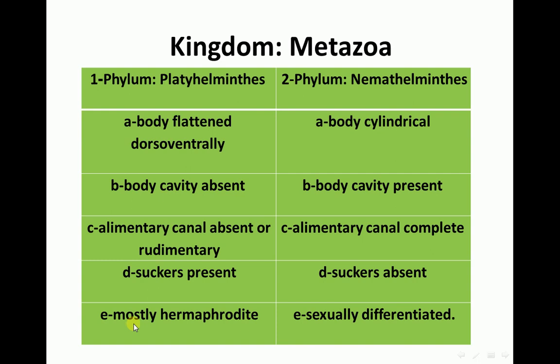Mostly hermaphrodite. We can see male and female genital organs in the same worm, while parasites of Nemathelminthes are sexually differentiated into male worm and female worm.